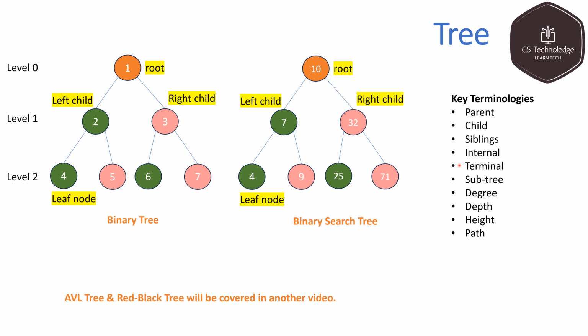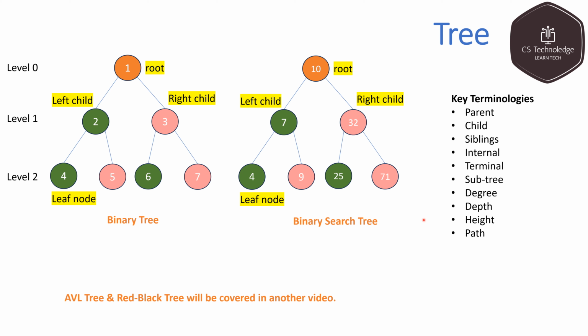What is the depth? The depth starts from the root as 0, right? So for example, at the root the depth is 0, then the node 32 will have the depth as 1, and the node 71 will have the depth as 2.